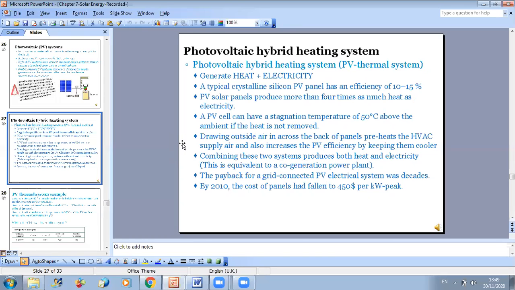Now, the payback of a grid-connected PV electrical system was decades. So before, when we started with PV systems, a payback period of decades is not practical at all. No one will install the system if we need decades to get back the money. Okay, this is why research was done in order to enhance the efficiency of PV systems to make it economically viable. And by 2010, the cost of panels had fallen to $450 per kilowatt peak. And of course, now it's much better.